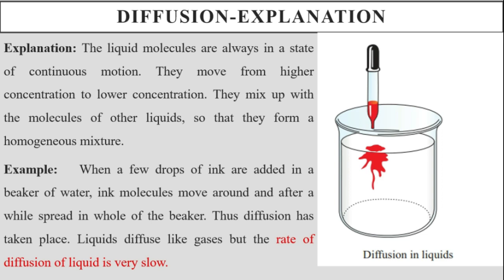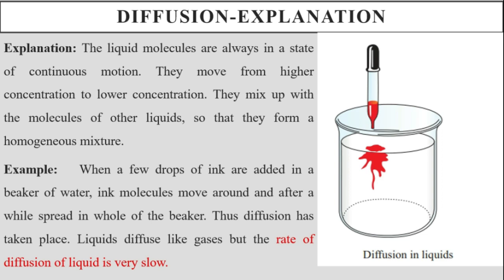This is a point that when two liquids come close to each other, they combine with one another and flow from the higher concentration to the lower concentration. In this condition, when the two liquids mix up with one another, then a homogeneous mixture is formed. Now we are going to word the example of the ink as we have discussed and seen. When a few drops of the ink are added in a beaker of water, ink molecules move around and after a while spread into the whole beaker. It means the ink molecules are randomly moving in the beaker, so after some time it will spread itself into the whole beaker. Thus the diffusion has taken place.